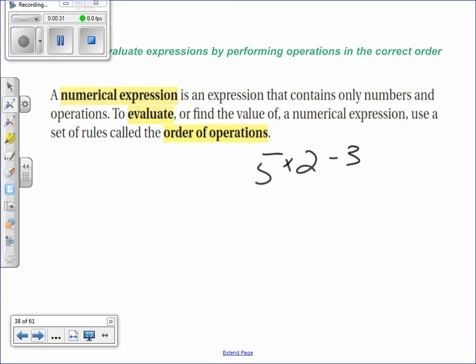To evaluate an expression, evaluate just means find the answer. And to find the answer to any math expression, you have to follow the order of operations, or you may not get the correct answer.